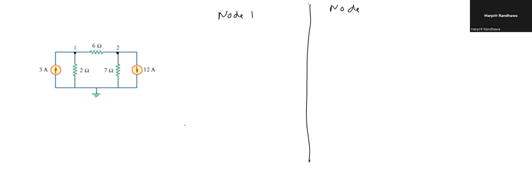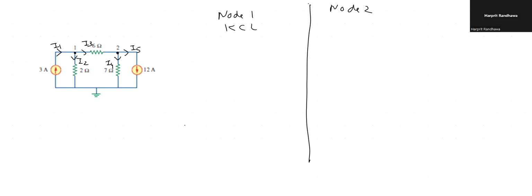Second step will be labeling the currents. So let's suppose I label the currents in each branch. Now you have to write the KCL equation at each node, Kirchhoff's current law.